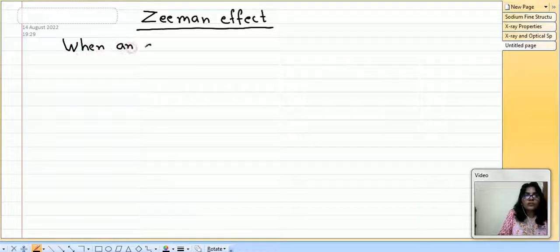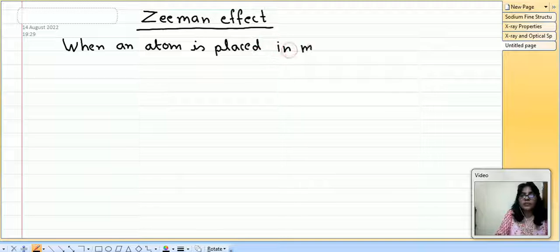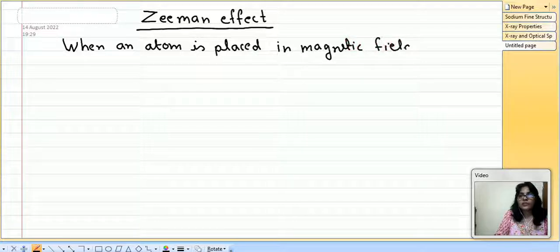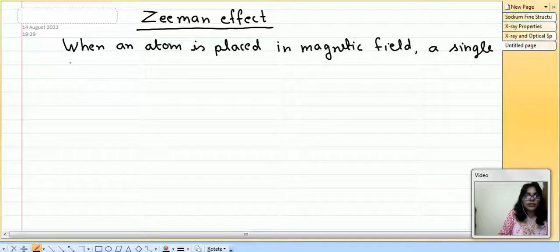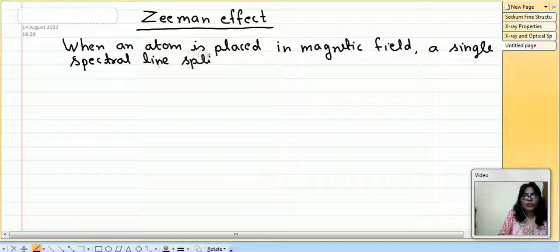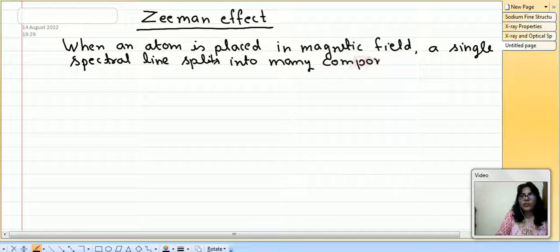When an atom is placed in a magnetic field, a single spectral line splits into many components. This is called the Zeeman effect.